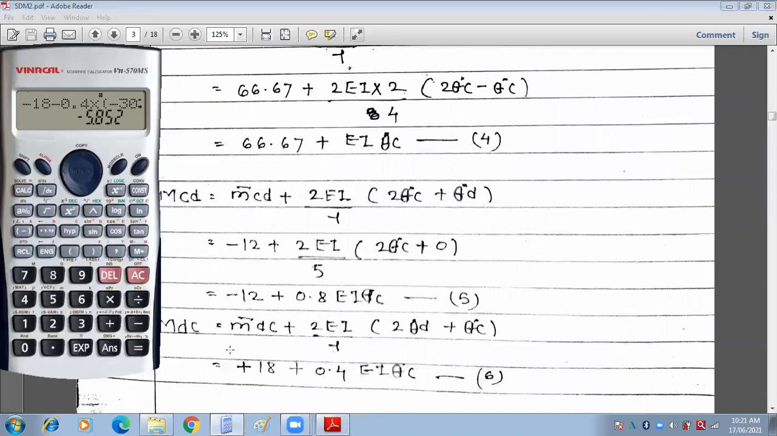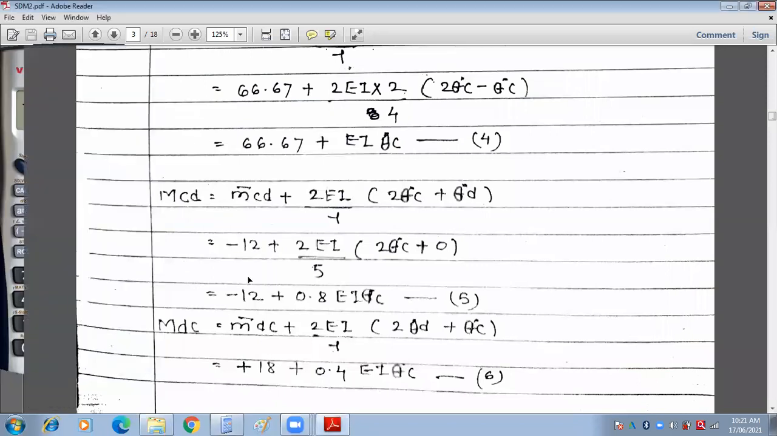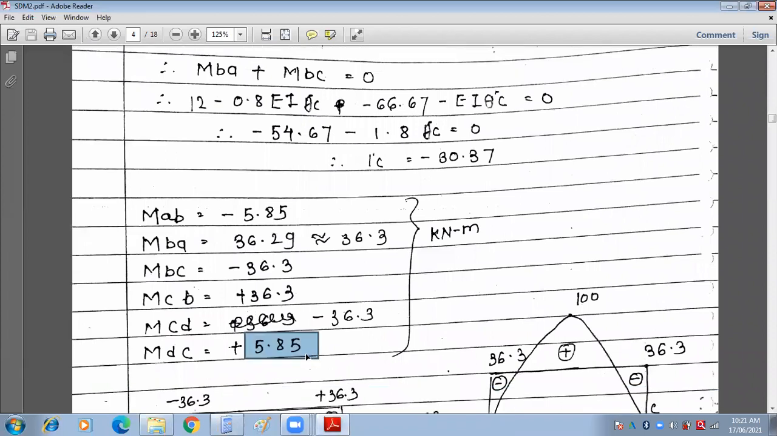Similarly, let us put this value in this equation. Last one, this term is plus over here, plus 18. This term is also plus over here, plus 0.4. Now let us solve this one. Answer is plus 5.85. If you see here, this value and this value are symmetrical, and these two values are symmetrical. Because the frame loading is symmetrical and the span is symmetrical, the moments must also be symmetrical. Only if AB is minus, this will be plus. If it is plus, this will be minus. This is the only change between those particular terms.